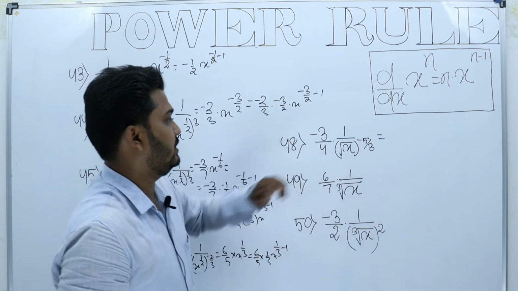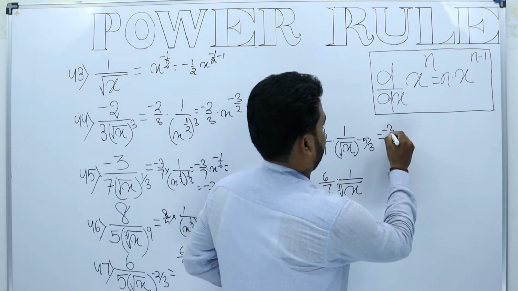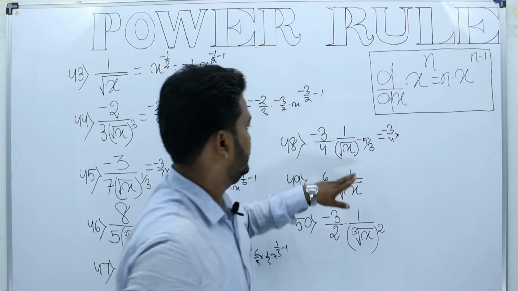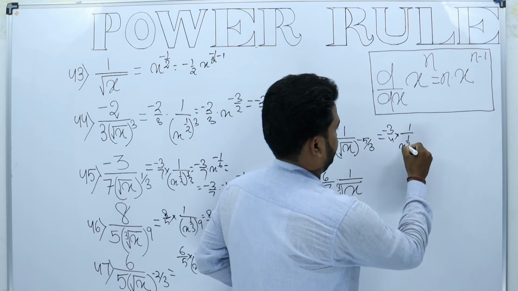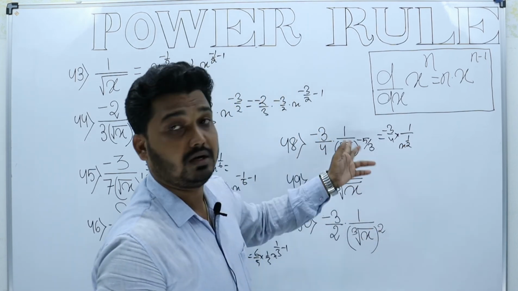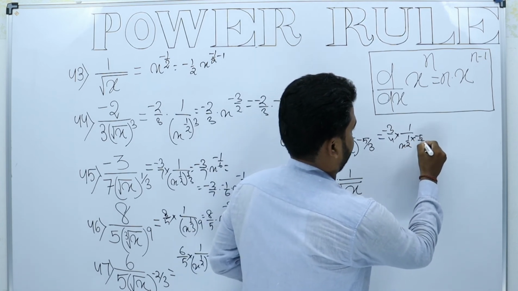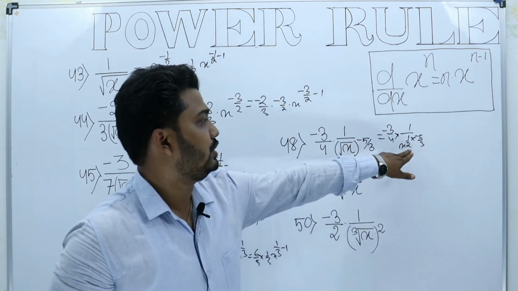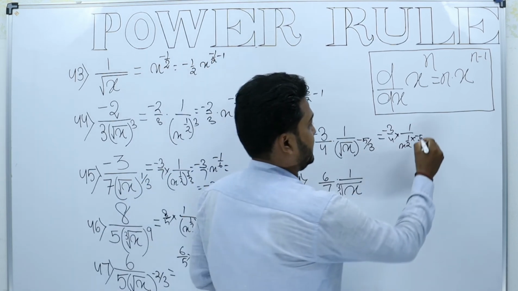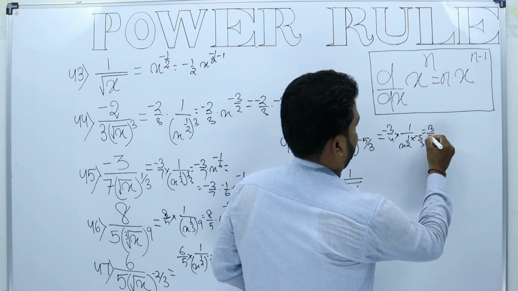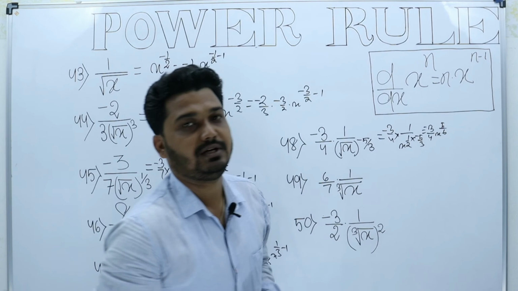Now moving to the next question. Here the constant is minus 3. Let it be like this into root x. Root x means the power is 1 by 2, multiplied with whole power minus 5 by 3. So in the denominator we are getting the power minus 5 by 6, but in the numerator it is plus 5 by 6. We got the power is plus 5 by 6.